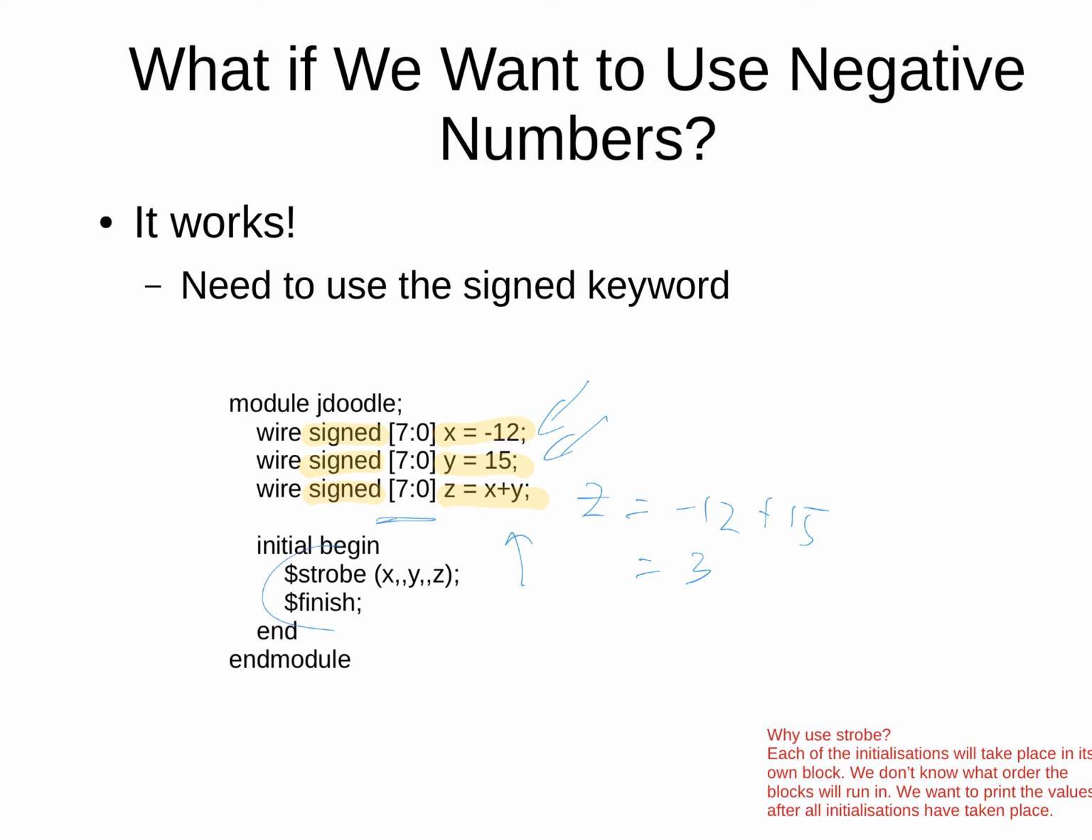So if we run this program, and I encourage you to find an online Verilog simulator and run this program to see what happens, we expect to get coming out here that x is negative 12, y is 15 and z is 3. It should just work.